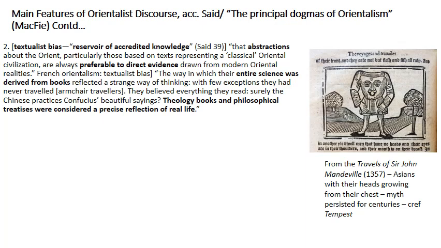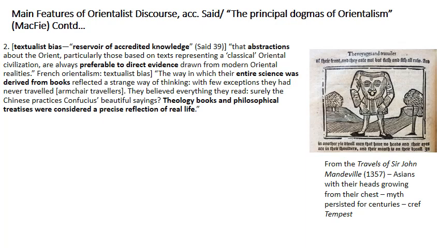The way in which their entire science was derived from books reflected a strange way of thinking. With few exceptions, they had never traveled. Most Orientalists were armchair travelers. The best example being James Mill, whose History of British India becomes one of the most important books about India ever written in the 19th century. But James Mill had not at this point traveled to India. He did not know much about India. It's based on what he read of other people.